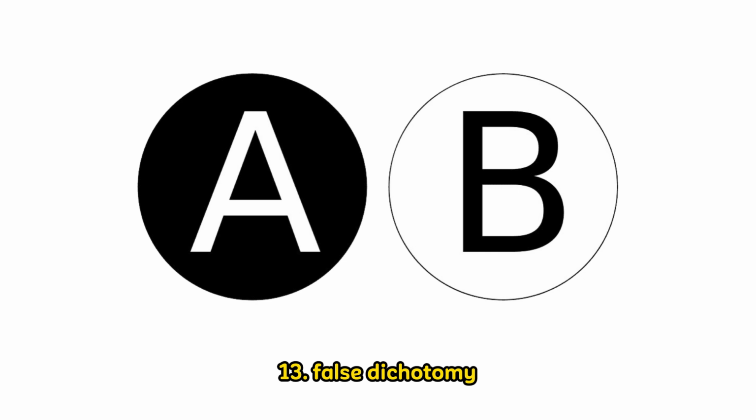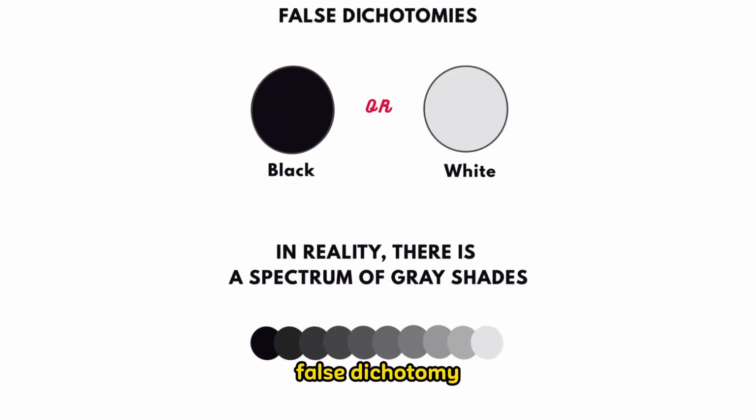13. False dichotomy. False dichotomy, or black and white thinking, presents only two extreme options. To spot it, look for nuanced possibilities that may have been overlooked.